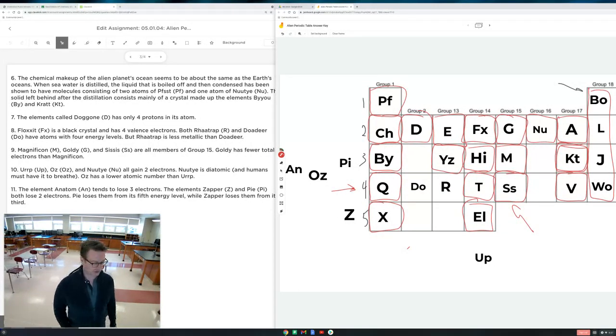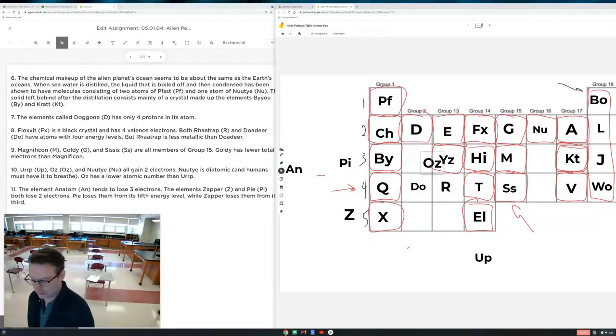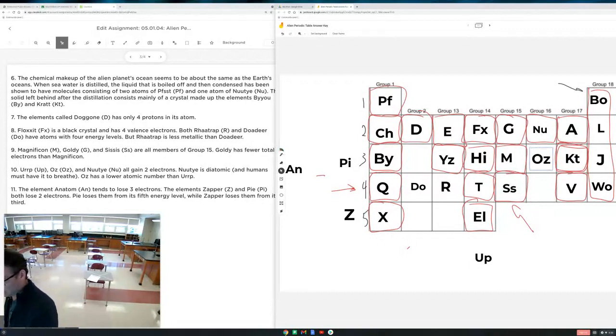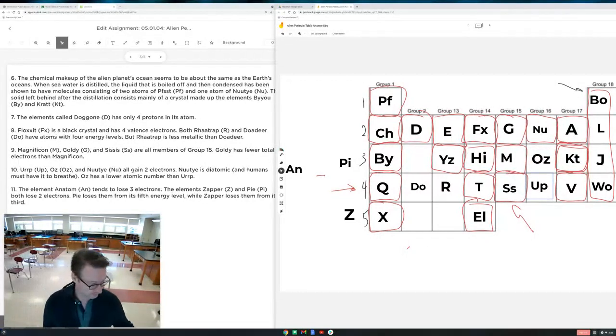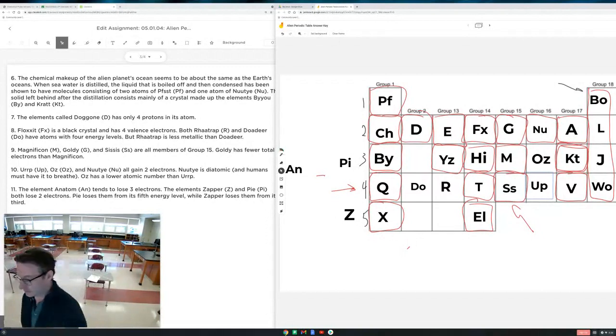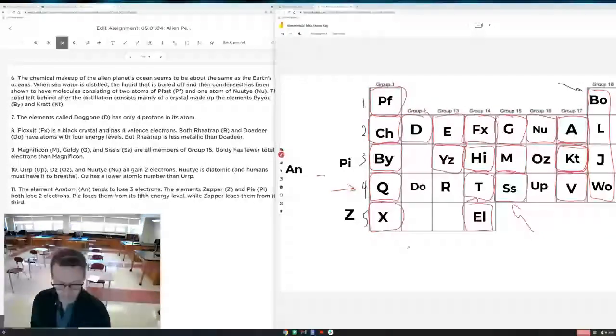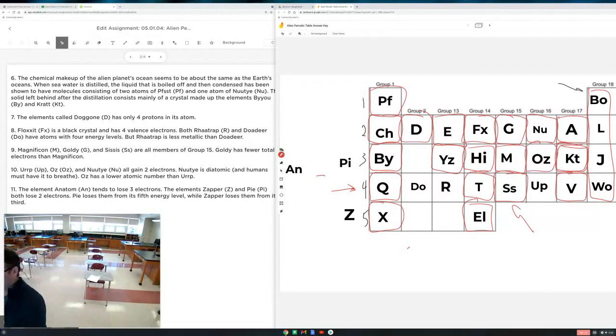We know it's oxygen because of the clue about water. OZ has a lower atomic number than UP. So OZ is in group 16 with NU and UP, and OZ has a lower atomic number, so it's going to be the first element in the column compared to UP. All right, so we're done with that.